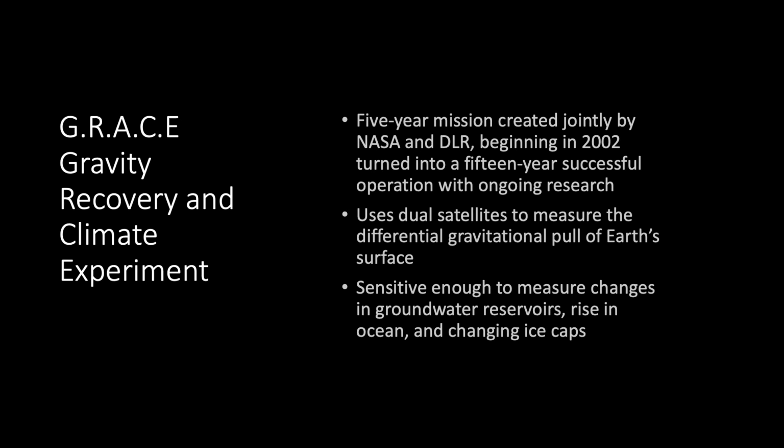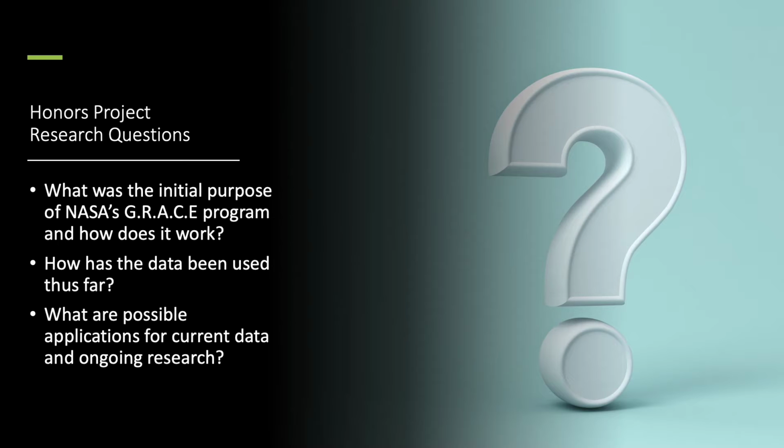And so this wasn't the only point, though. It wasn't supposed to take 5 years to create one map. It is actually creating an incredibly precise map on a monthly basis. And with this, you can actually see the changes in Earth's mass at different locations around the world and use this to do research, specifically on changes in groundwater reservoirs, rise in ocean, and changing ice caps.